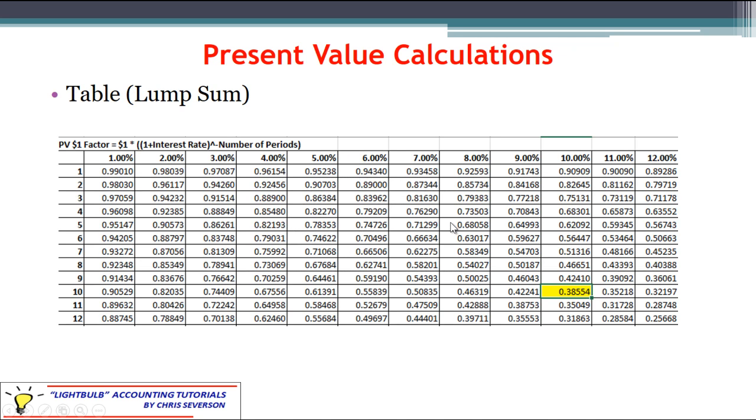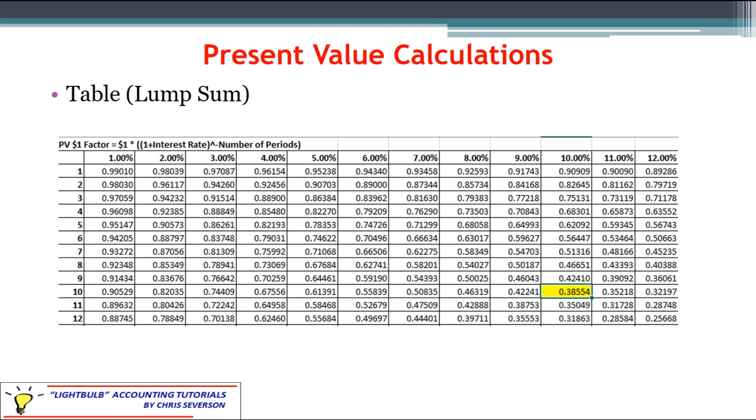The good news is you don't have to go through that calculation all the time. You're going to see many tables, and generally, depending on what class you have, you're going to be given a table. What'll happen here is you'll see the intersection of the number of periods, in this case 12 different years, and the interest rate, and this is the market interest rate. I'm going to stress that a few times. This is the market interest rate we're looking for.